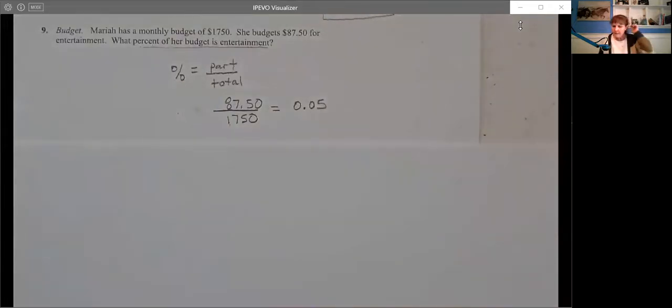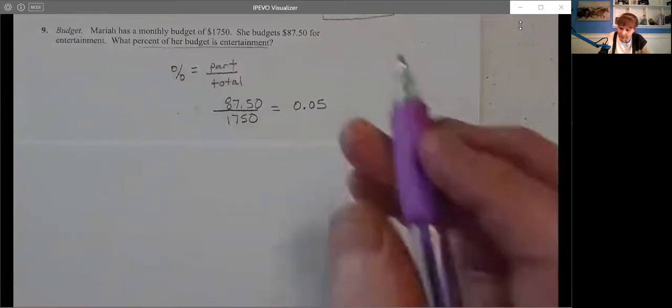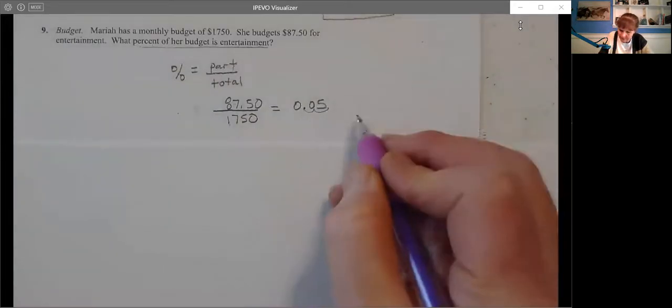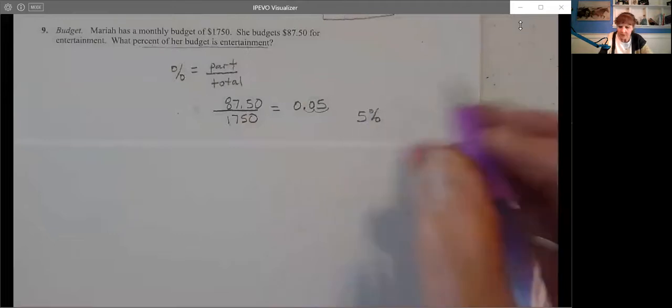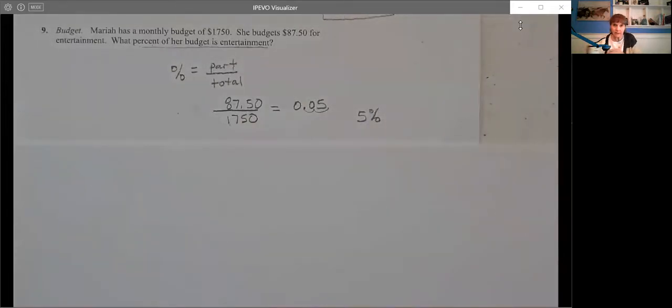0.05. But they didn't want a decimal. They did ask for a percentage. You'll always get a decimal out of these. So we move it to the right twice. So she spends 5% of her budget on entertainment. We took the entertainment divided by the total. If you wanted how much she spends on food, you take the amount of food money divided by the total would be the percent on food. Okay, all right.